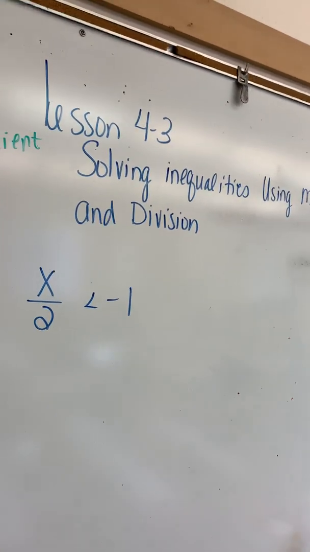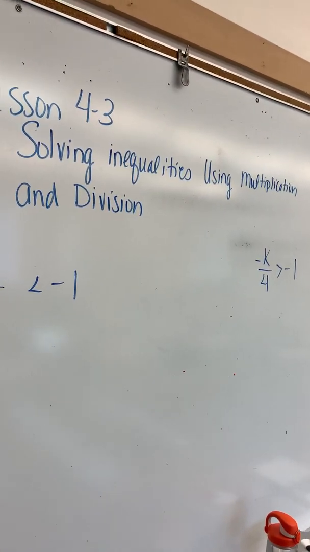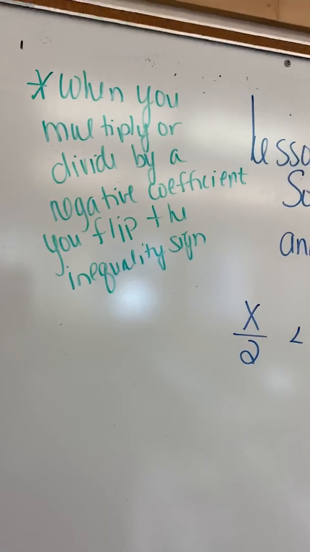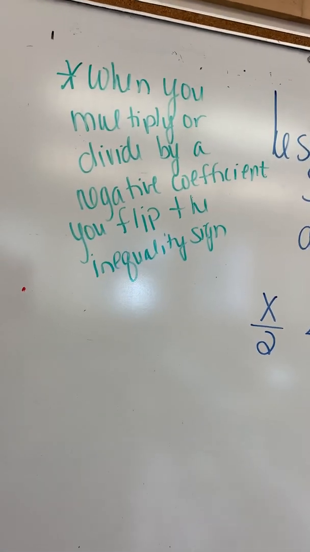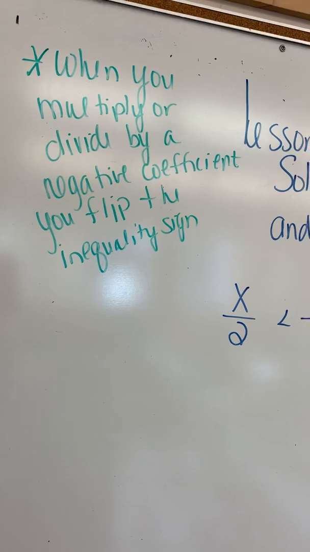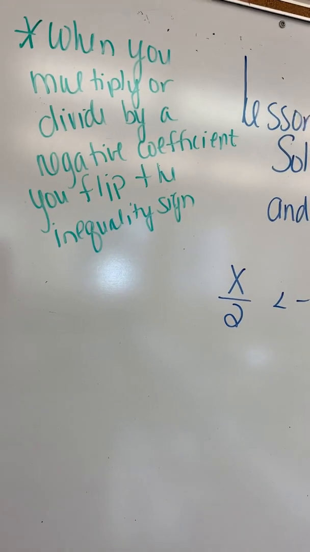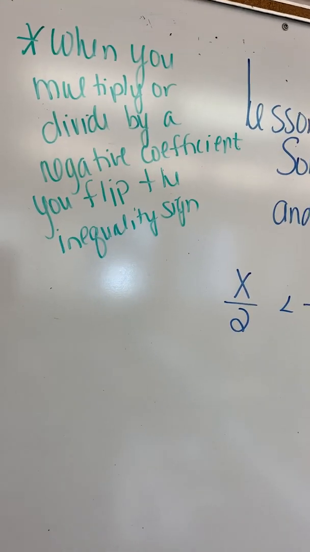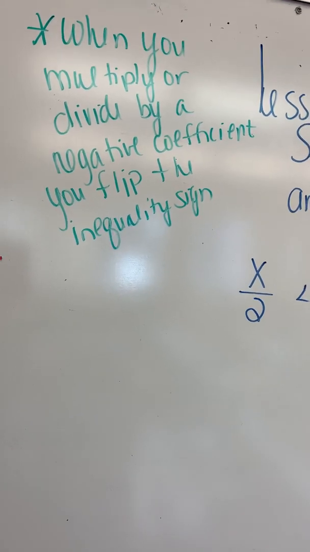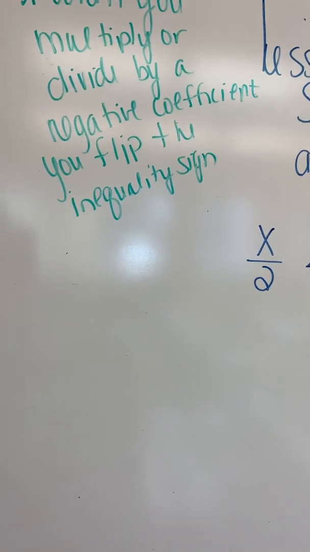Lesson 4.3, solving inequalities using multiplication and division. One thing you have to realize is when you multiply or divide by a negative coefficient, you have to flip that inequality sign. You have to flip the inequality sign. And that's only if you multiply or divide by a negative coefficient.